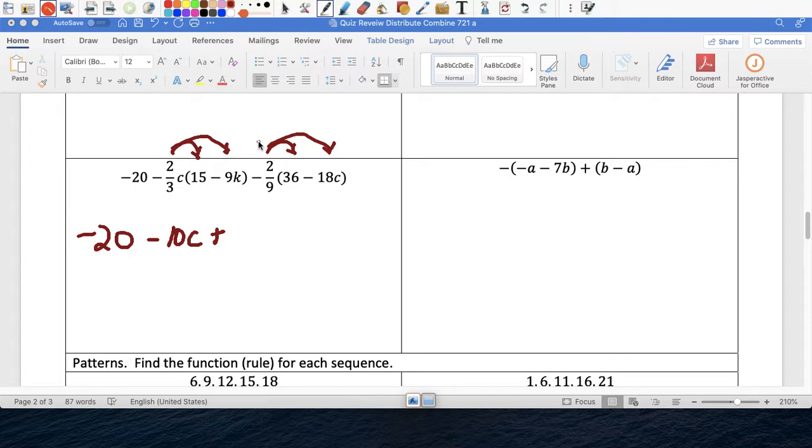So negative and the negative is a positive, and 2/3 of 9, well, 9 divided by 3, 3 times 2 is 6. 6ck. Don't forget the variables.